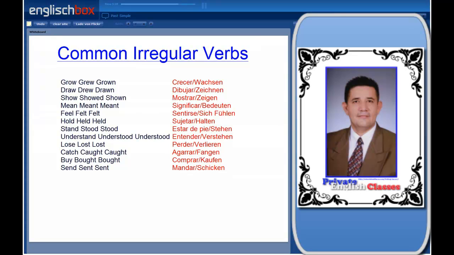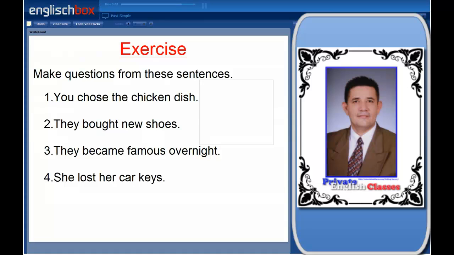So these are the most common irregular verbs. You have the first column in the present simple. The second column is the past form of the word or the verb. And the third column is the past participle form for the use in the perfect tenses. Okay.